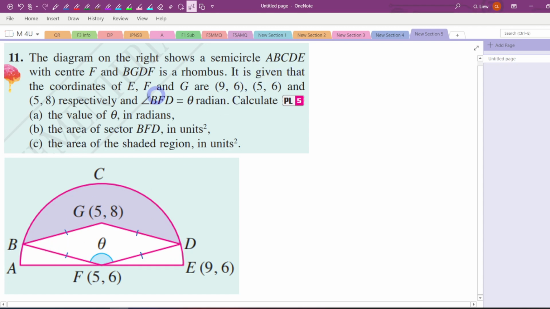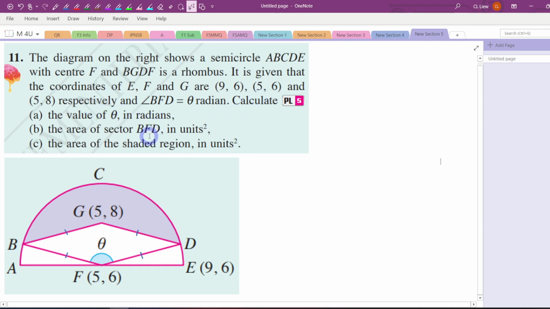This is given that the coordinates of E, F, and G are (9, 6), (5, 6), and (5, 8) respectively, and angle BFD is equal to theta radian. Calculate the value of theta in radian.